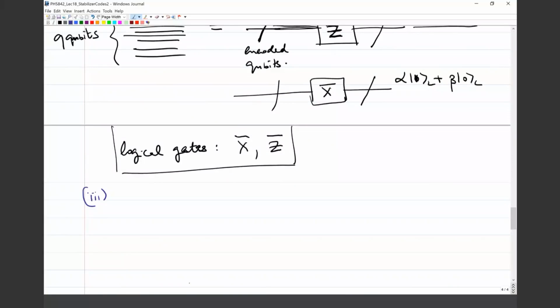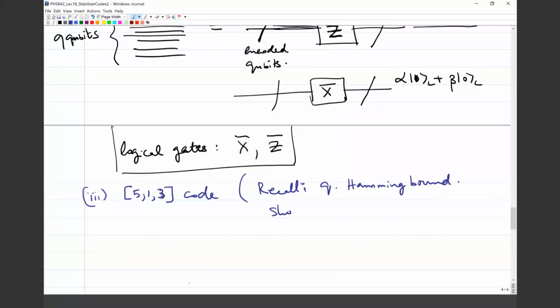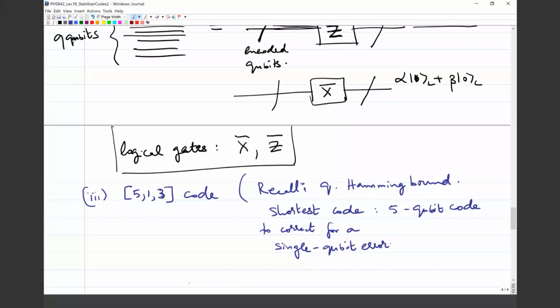Okay, so the third code I want to write down is actually the 5-1-3 code. If you recall, we discussed the quantum Hamming bound, where we said that the shortest code that you can have to correct a single qubit error is a 5-qubit code. So what is this 5-qubit code?